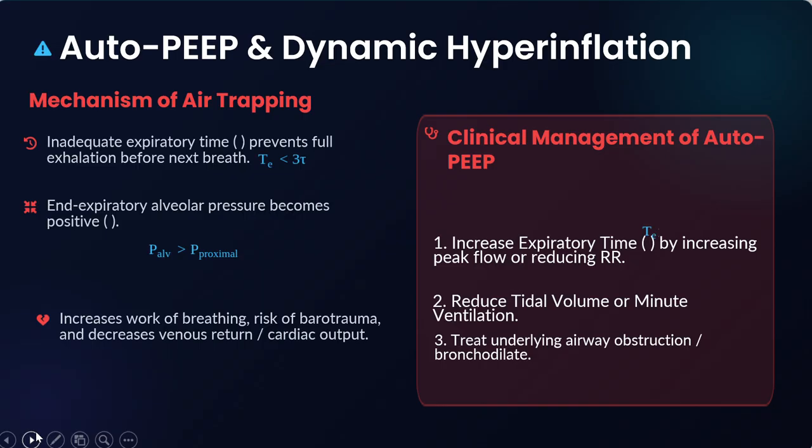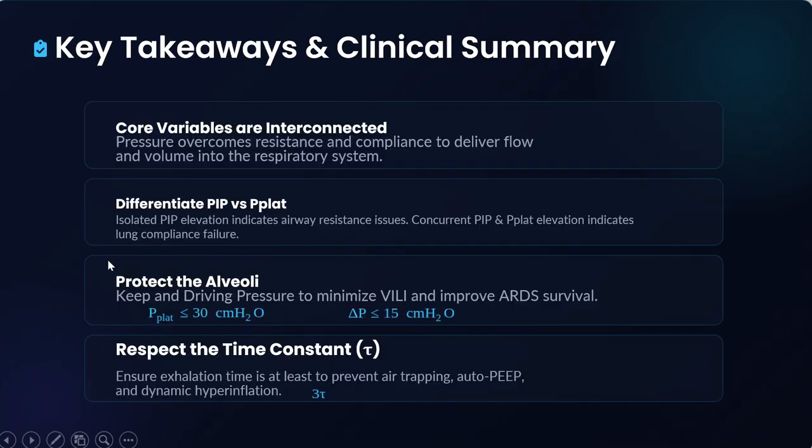Auto-PEEP, or dynamic hyperinflation, is a mechanism of air trapping. There is not enough time for exhalation before the next breath, and end-expiratory alveolar pressure becomes positive, increasing the work of breathing. Clinical management of auto-PEEP: increase expiratory time by increasing the peak flow and reducing respiratory rate, reduce tidal volume and minute ventilation, treat the underlying airway obstruction, and give bronchodilators.